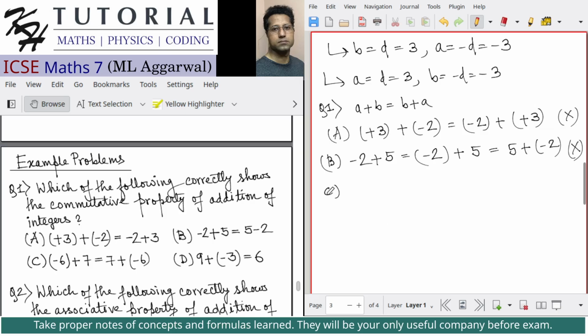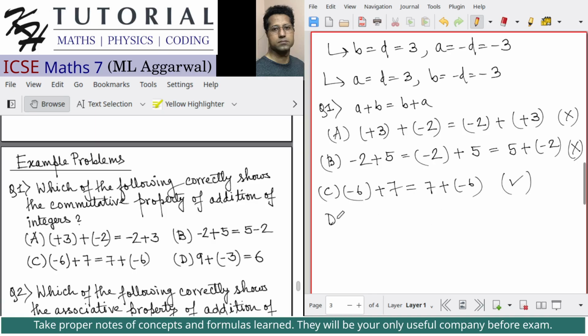Choice C. On the left hand side it is -6 plus 7. To demonstrate the commutative property of addition of the two integers -6 and plus 7, I must have 7 plus -6 on the right hand side, and on the right hand side of C it is indeed 7 plus -6. So this is the correct demonstration of the commutative property.